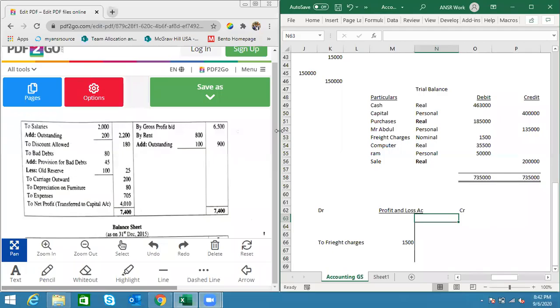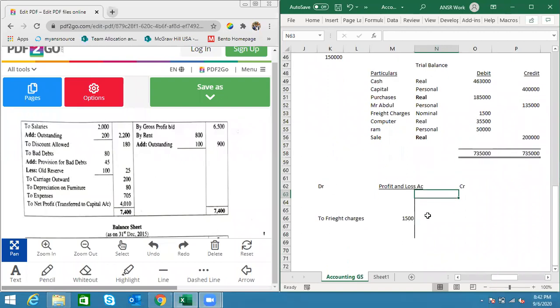Awesome. Fine. We were at determining the profit and loss account, and we have already posted the freight charges. Now we are moving on to purchases and sales. Like I had mentioned, even though those are real accounts, we still post them in the profit and loss account because those are the exceptions. Let's come to purchase first.